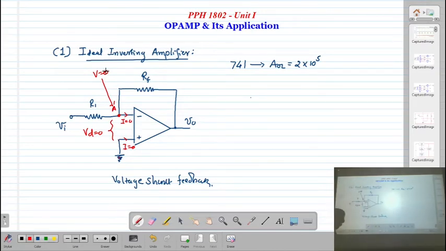Correct? Now due to this virtual ground, remember what is going to happen? If we talk about the current, then due to this input voltage, there will be a flow of the current. Let us say this current is I. Now the current inside the op-amp is 0. So this current is not flowing like this, but this current has to pass in this way. Correct? So the current at the input and the current in the feedback part will be the same.